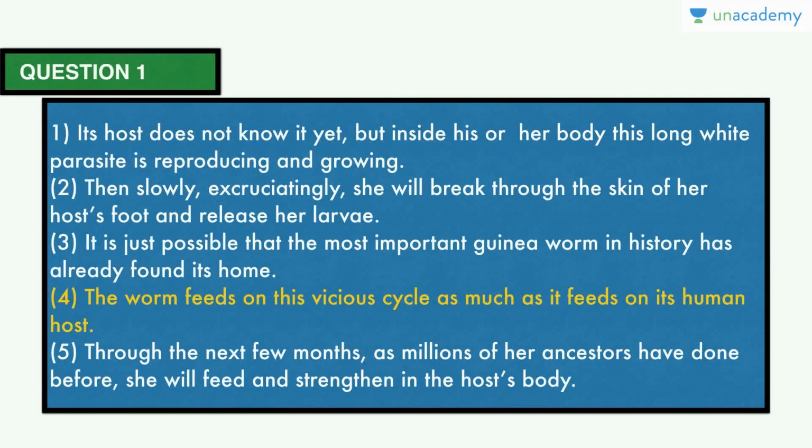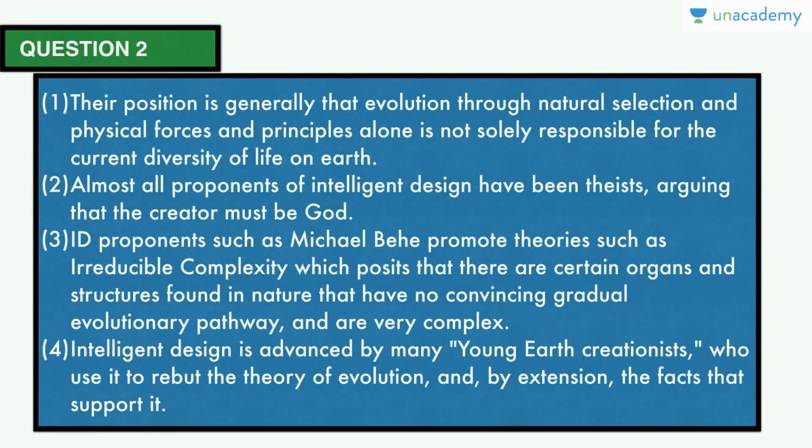Let's move on. Their position is generally that evolution through natural selection and physical forces and principles alone is not solely responsible for the current diversity of life on Earth. What else is? Almost all proponents of intelligent design have been theists, arguing that the creator must be God. ID proponents such as Michael Bay promote theories such as irreducible complexity, which posits that there are certain organs and structures found in nature that have no convincing gradual evolutionary pathway and are very complex. ID is advanced by many young Earth creationists who use it to rebut the theory of evolution and, by extension, the facts that support it.